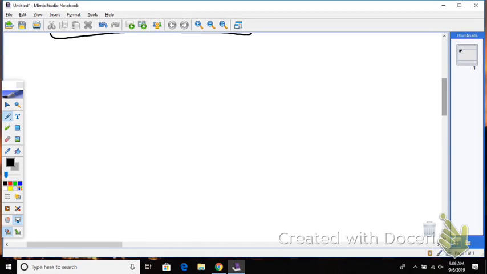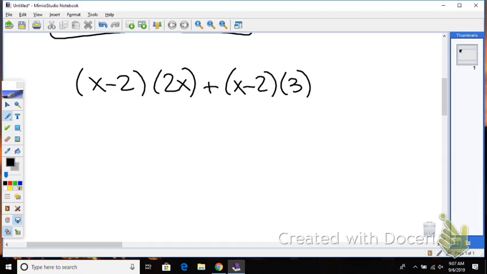Okay, now I'm going to throw you a little curveball. What if I have (x minus 2) times 2x plus (x minus 2) times 3? Okay, this looks a little more mathy, but the thing I want you to focus on is any plus or minus to break up the terms. So this plus breaks up the 2 terms. I have a term here and I have a term here. What is it that's in common in the 2 terms? x minus 2.